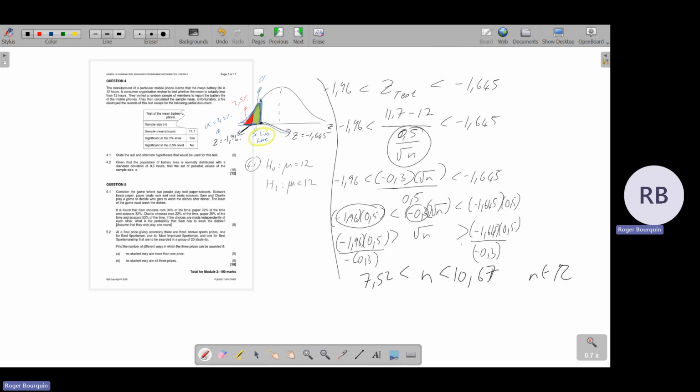So n must lie between 8 and 11? No, 8 and 10. Why was it 10 and not 11? The number is bigger than 7.5, and it has to be less than 10.67. So it has to be less than 10, and then it can't be 11. You can't have 11 people. It's going to be more than 7.5 and less than 10.67, so you can include the two end values. They must be included actually. It's bigger than or equal to 8, less than or equal to 10.